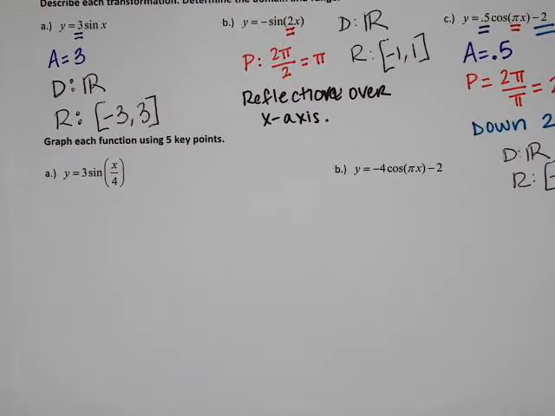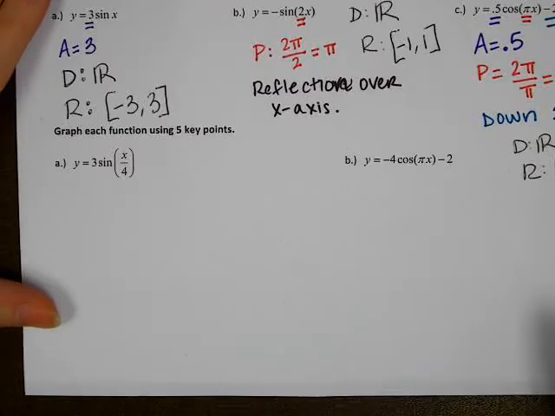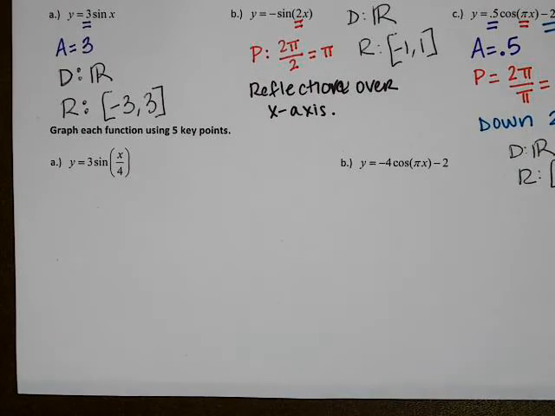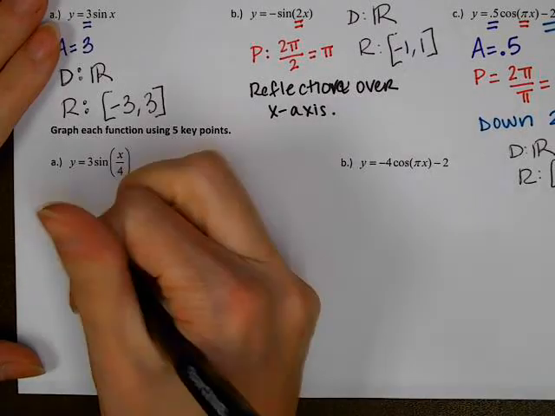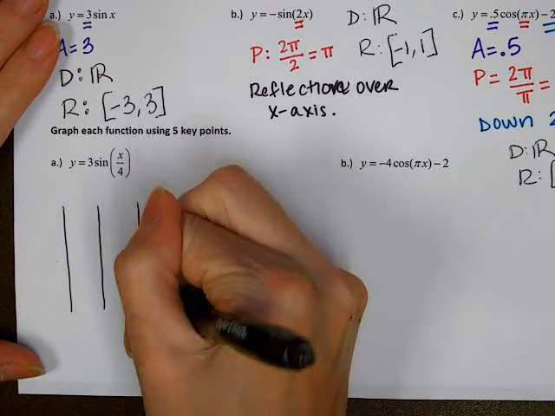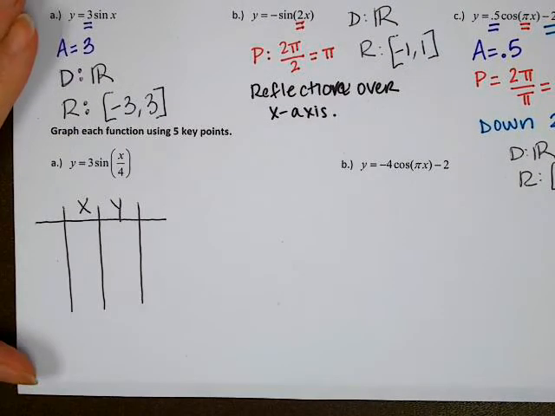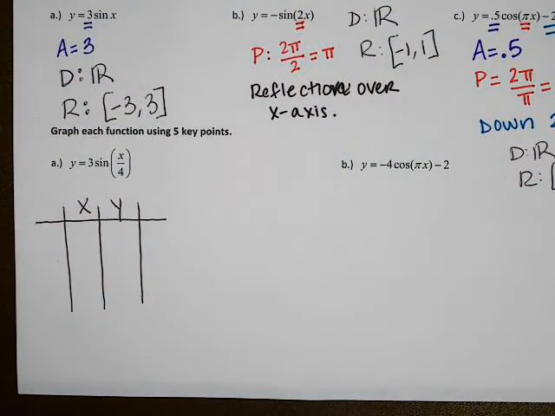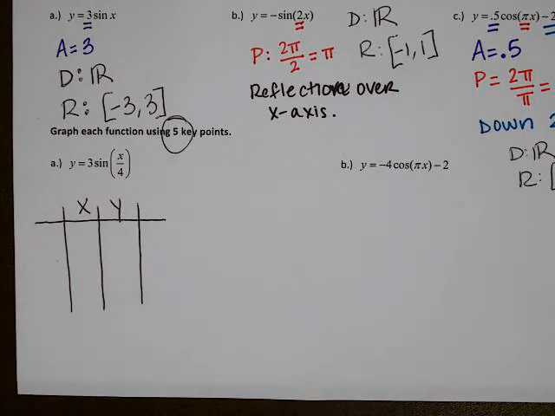Okay, now let's get into some graphs. How do we graph these from scratch? Using 5 key points. Okay, so I like to make tables. Now you guys don't have to, but I'm going to make our whole transformation table here. And I'm going to write X and Y. Again, if you guys have another way to do this, totally fine, as long as you have your 5 key points, I'm okay with it.